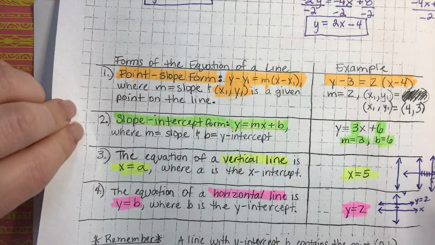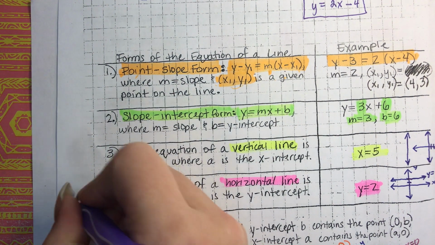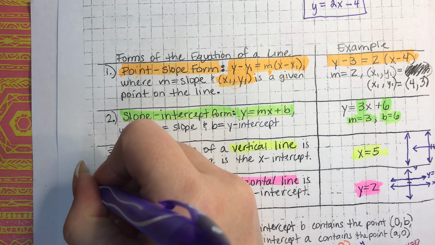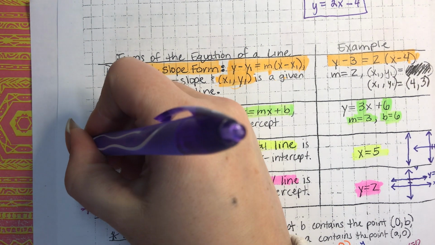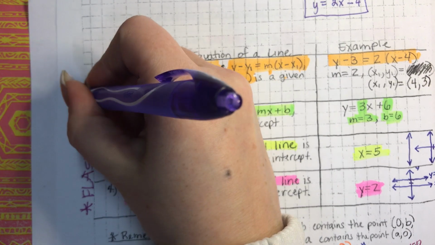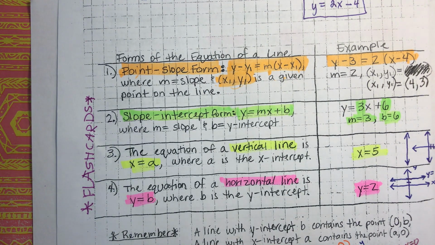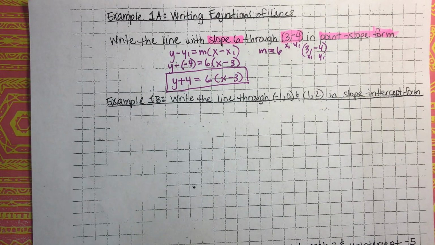Oh wait, let me tell you this. All of these forms and all of these things, vertical line, horizontal line, this needs to go on flashcards, okay? You need to memorize this information. So flashcard. Okay, this should all be memorized. All right, all these different forms and the names that go along with them. Okay, so that's the first one.